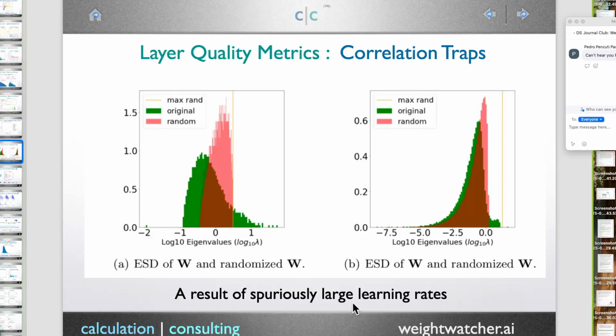But what's happening is that alpha is kind of a measure of the spectral norm. Smaller alphas mean larger spectral norms. The problem is, and this is part of the problem with theory.